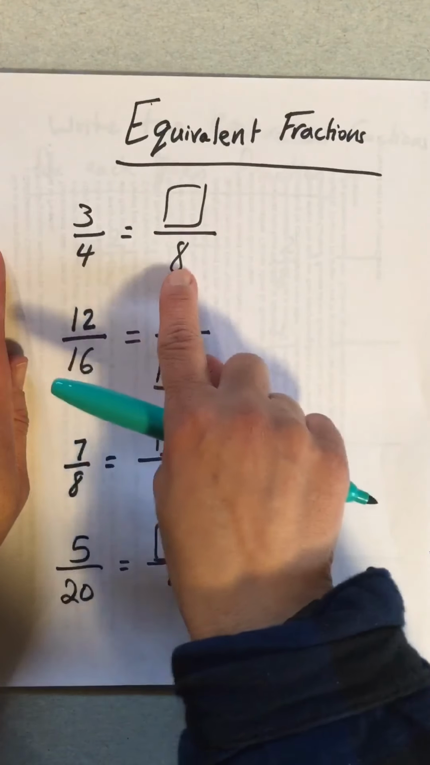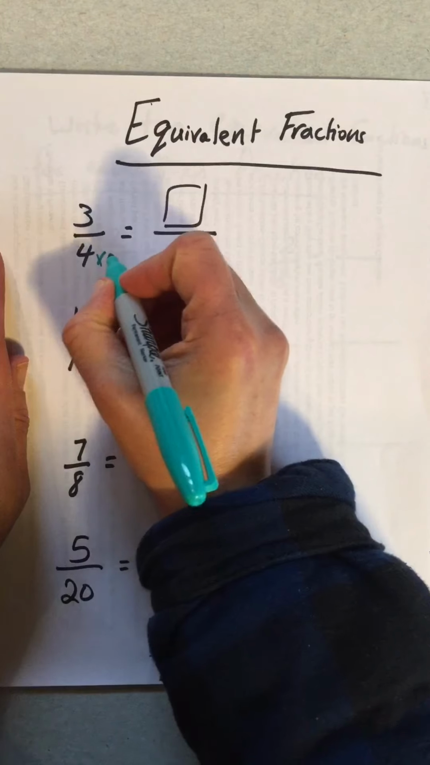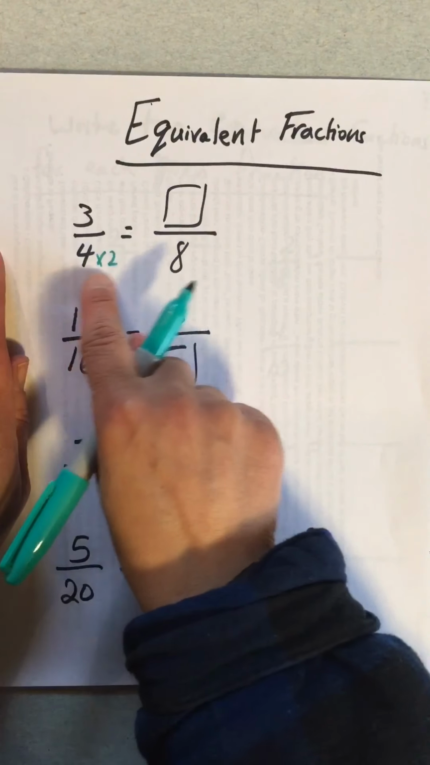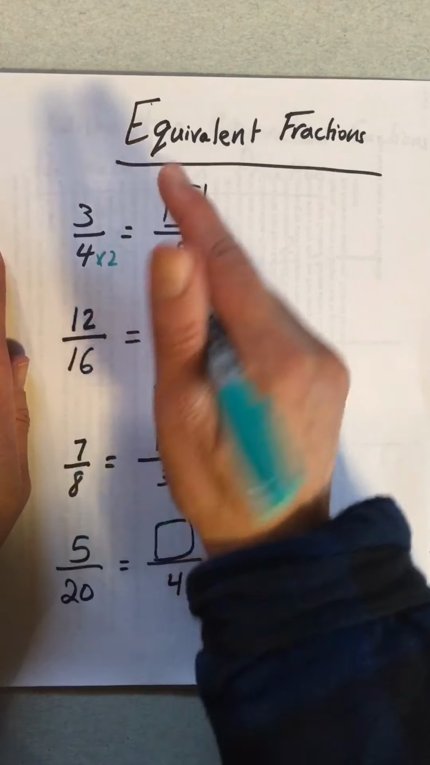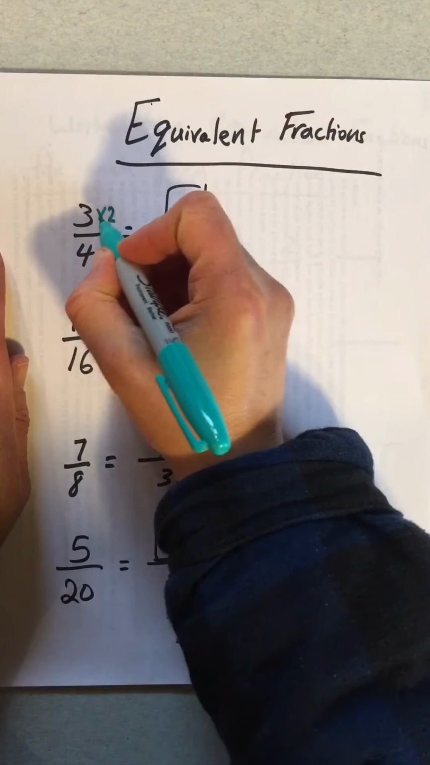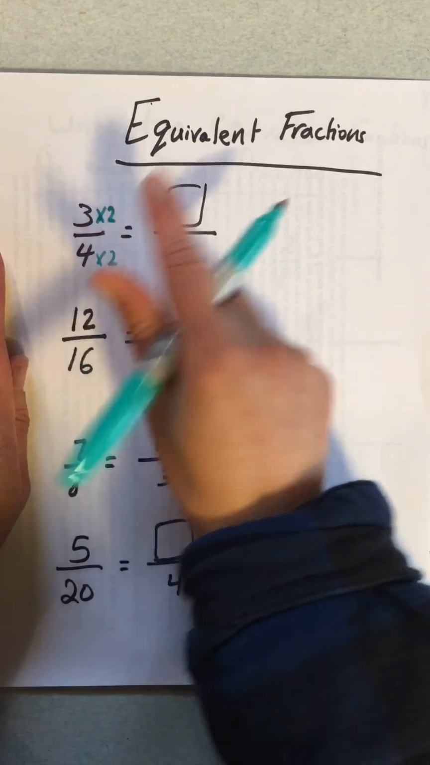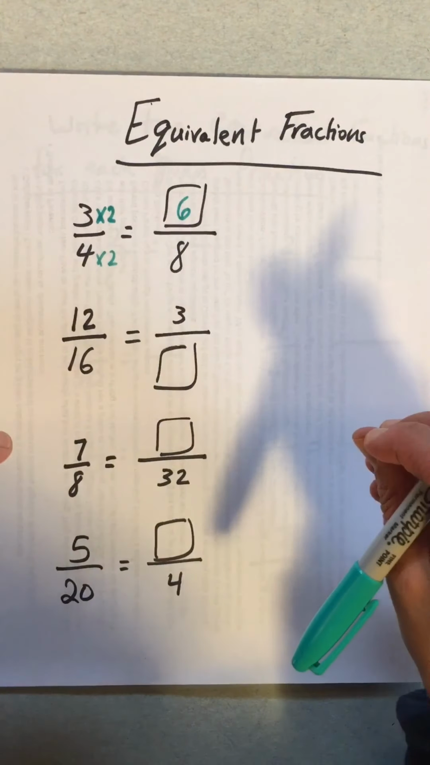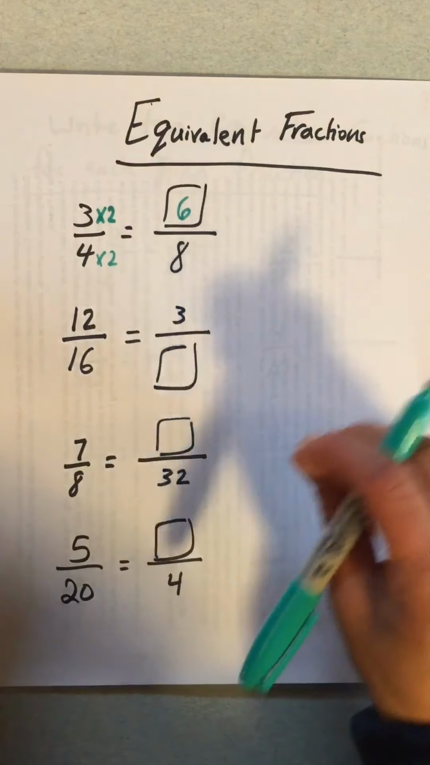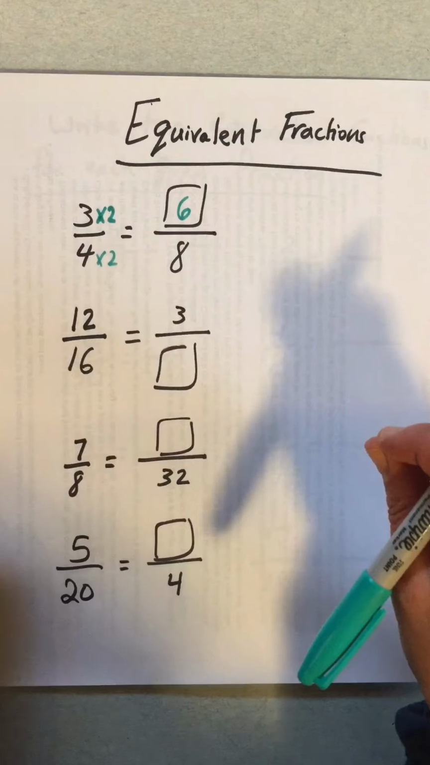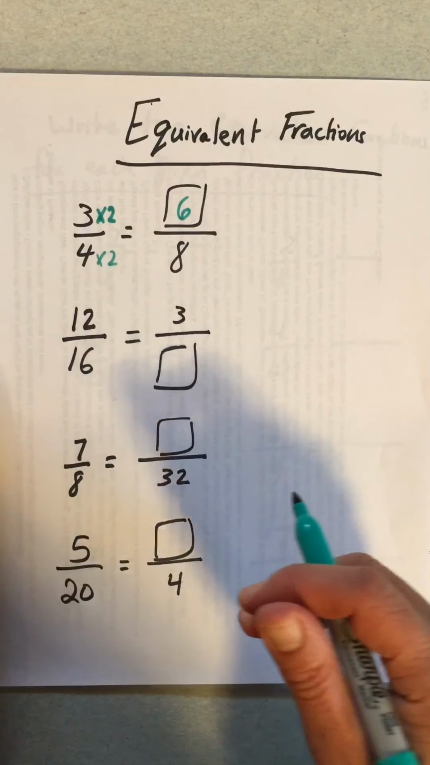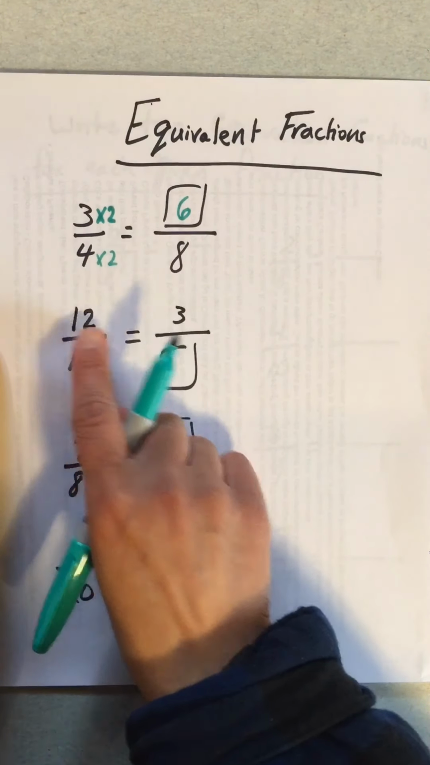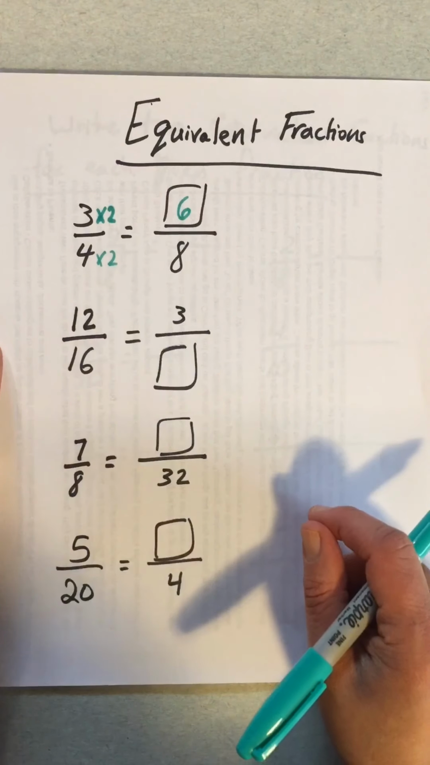So how did this 4 become an 8? 4 times 2 equals 8. If I multiply the denominator by 2, I multiply the numerator by 2. 3 times 2 is 6. I have to say again, you need to learn your multiplication tables. Very, very important.